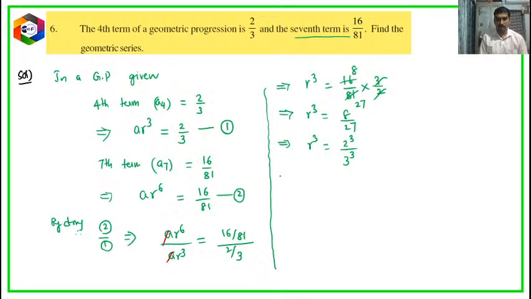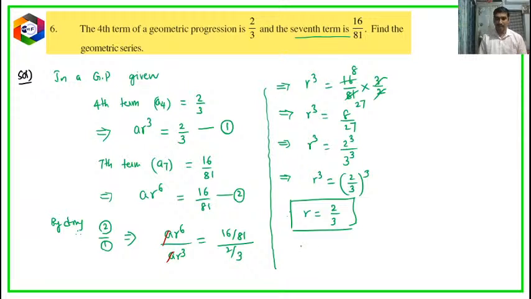Okay, yes. So R cube is equal to 2 by 3 whole cube. Now by comparing, the powers are equal, therefore the bases should also be equal. So R is equal to 2 by 3. Once you get the R value, let us substitute it in one of the equations. Now we will get the value of A.